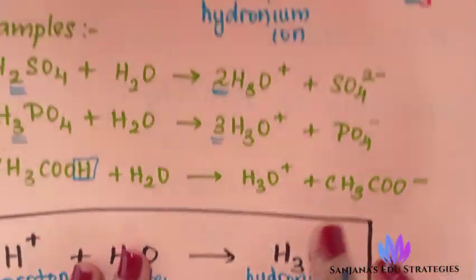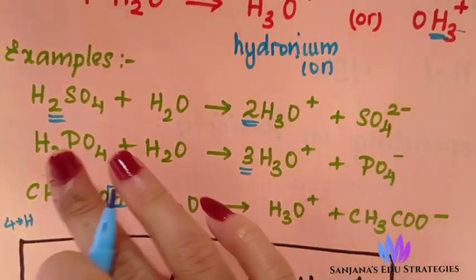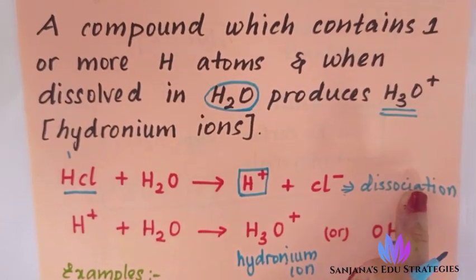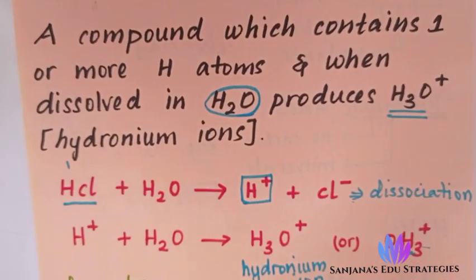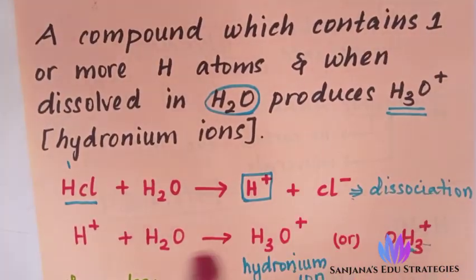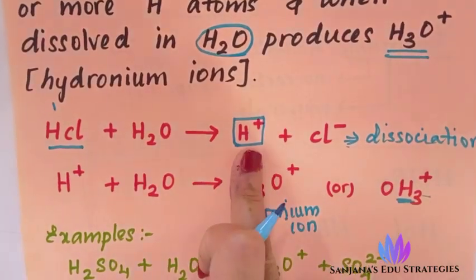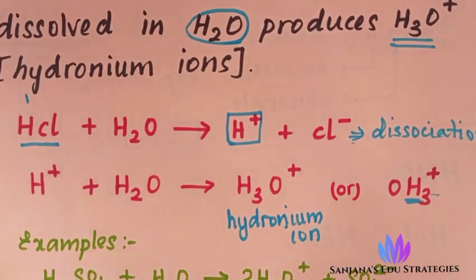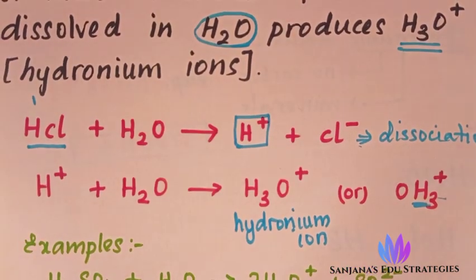Hydronium ion. So this reaction, in a short way, we can write in one step. The actual process is like this. First it dissociates, so it forms H plus and Cl minus. Later, that H plus again combines with water to form the hydronium ion. Okay, that is about this process.